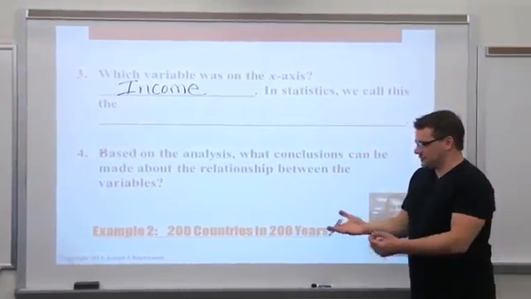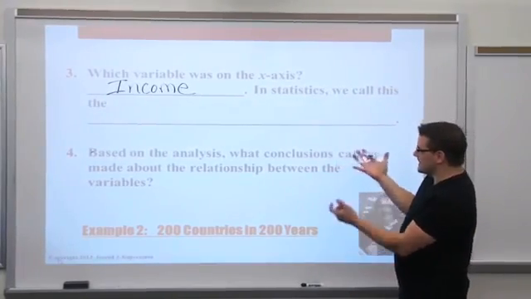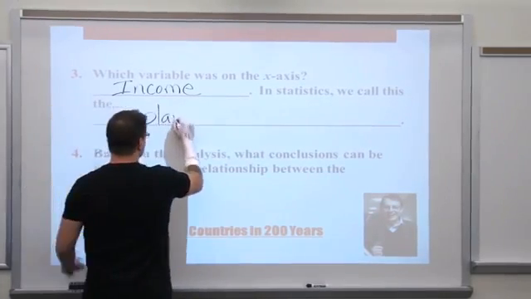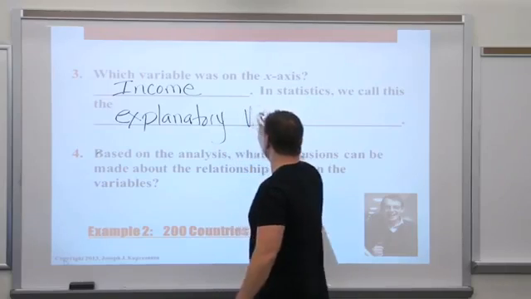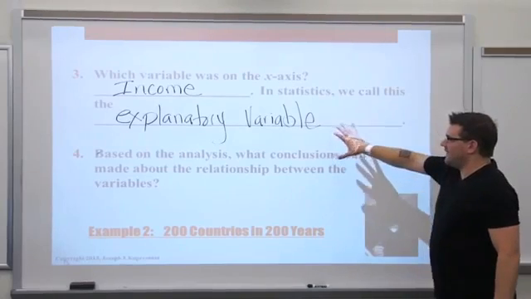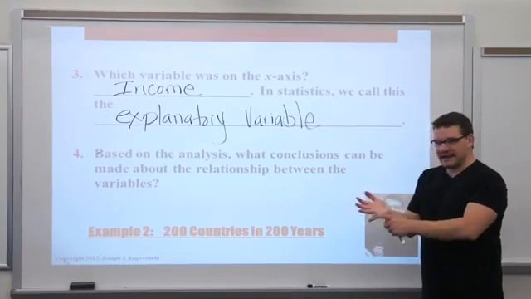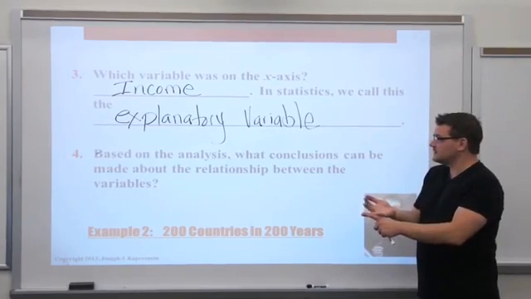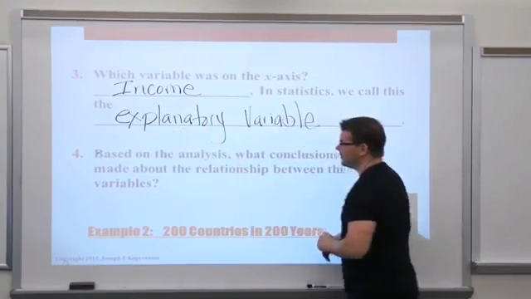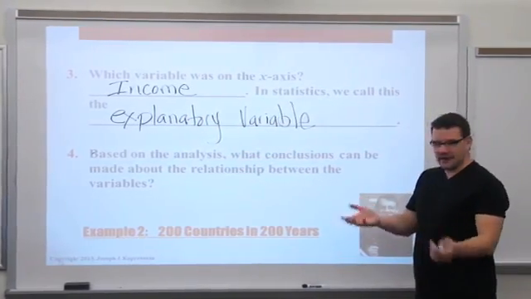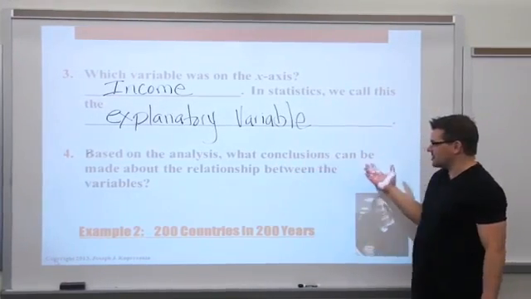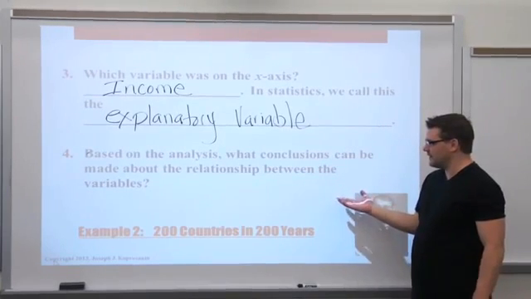From a math background, we would call that the independent variable, but this is a statistics course. We'll call that the explanatory variable. One way to think about this, students, is we're using income to explain lifespan. We're using the x to explain y. I'm using income, the explanatory variable, to explain changes in lifespan. Okay? Number 4 here, based on the analysis, what conclusions can be made about the relationship between the variables?